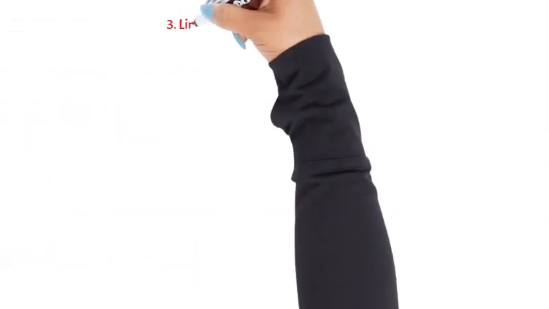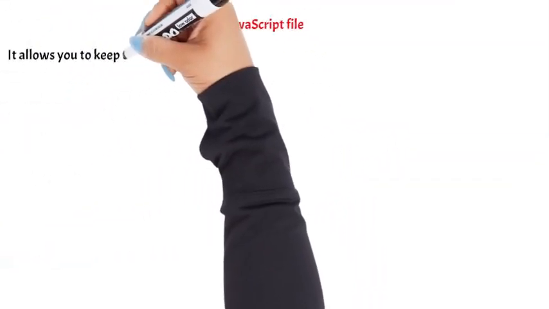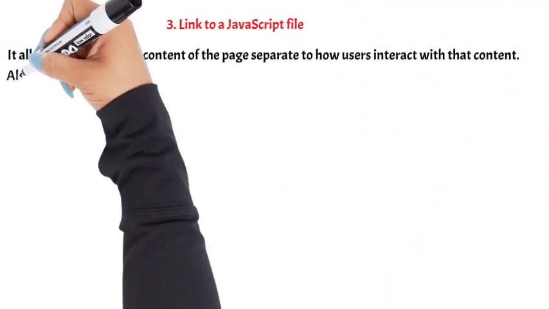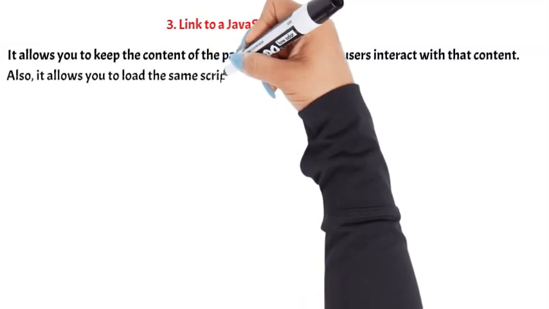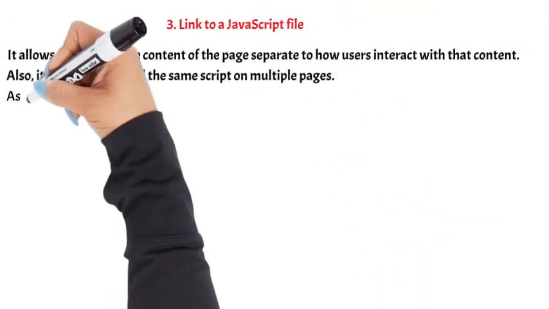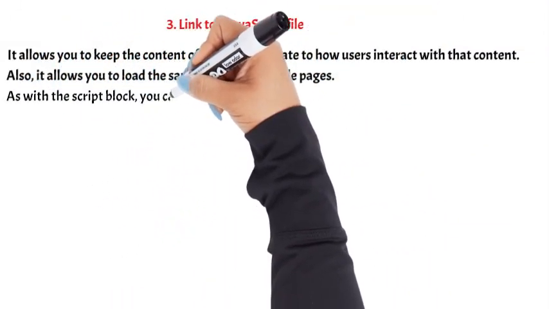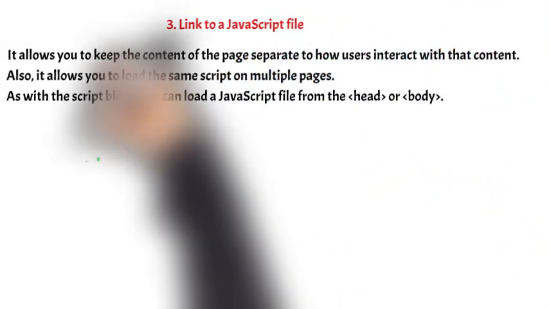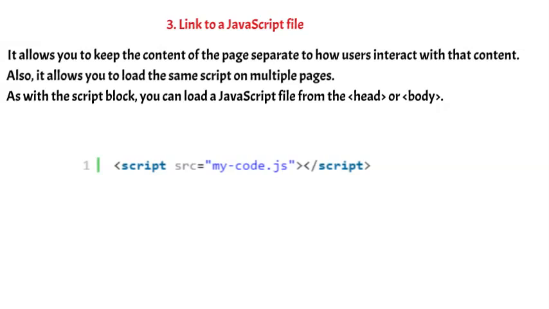3. Link to a JavaScript file. It allows you to keep the content of the page separate from how users interact with that content. Also, it allows you to load the same script on multiple pages. As with the script block, you can load a JavaScript file from the <head> or <body>.